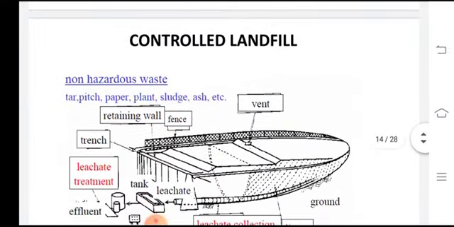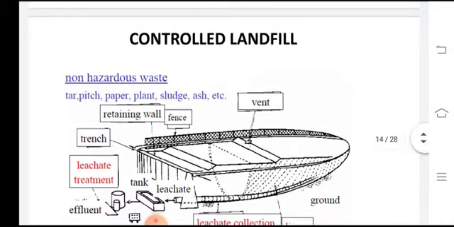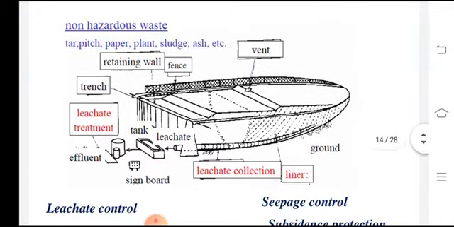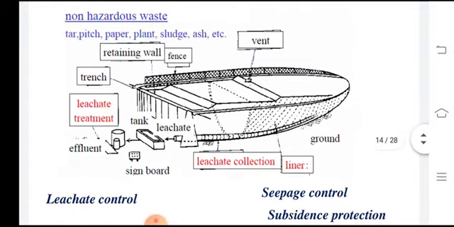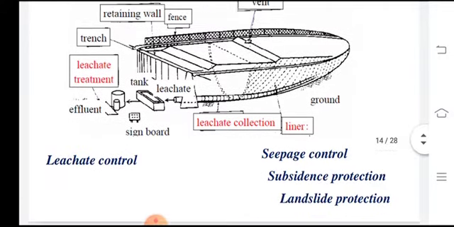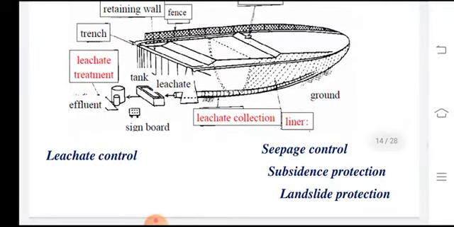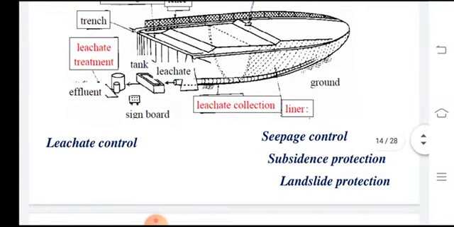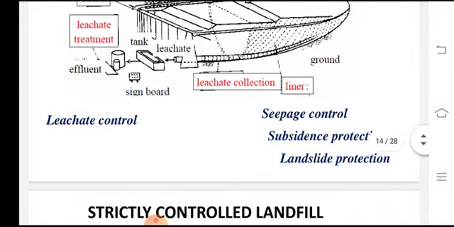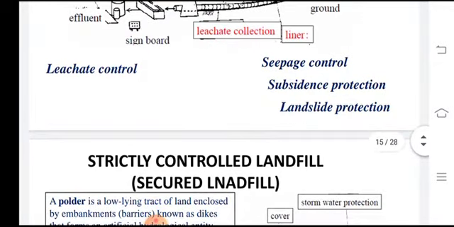Controlled landfill is again for non-hazardous waste, and in this case we have a retaining wall trench, an effluent control system, leachate control, and then ventilation systems, seepage control, subsidence protection and landslide protection.